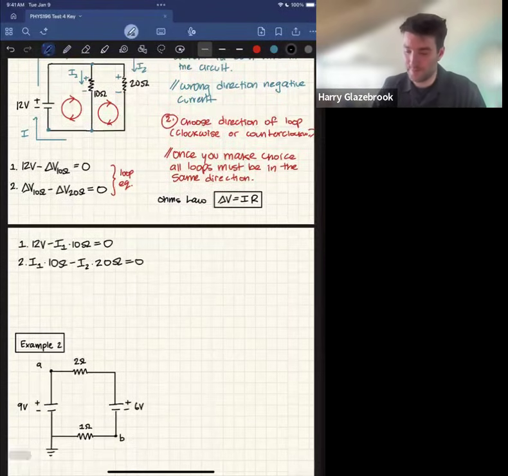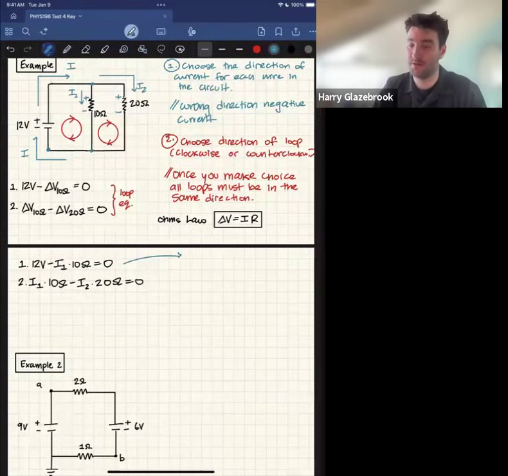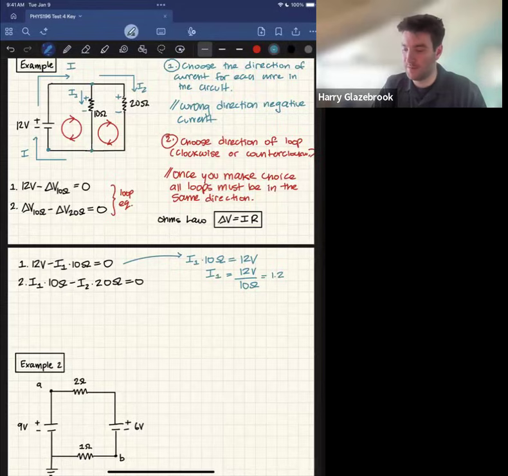So it's pretty simple. Equation 1 up top, we can just already solve for. So if I just add I1 times 10 ohms on both sides, I get I1 times 10 ohms equals 12 volts. And then I'll just divide by 10 ohms on both sides. So that's 12 volts over 10 ohms. And that is 1.2 amps, since volts per ohm is amps. And that's the SI unit for current. So notice how my current I1 is positive. That means I chose the correct direction. I don't have to do anything.